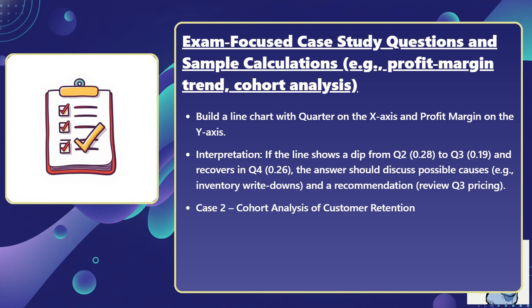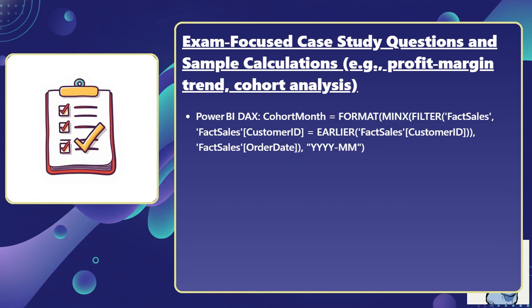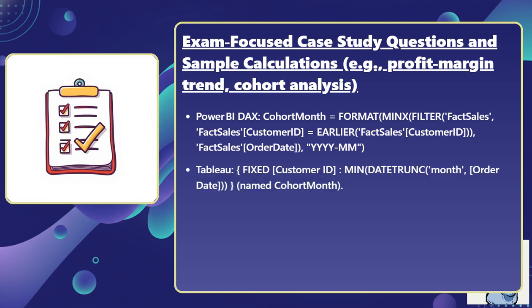Case 2 - Cohort analysis of customer retention. A subscription service wants to analyze the 6-month retention of customers who joined in January 2023. Create a cohort ID based on the month of first purchase. Power BI DAX: cohort month equals format of minimum X filter fact sales, where fact sales customer ID equals earlier fact sales customer ID, fact sales order date, year-month. Tableau: fixed customer ID: minimum date truncate month order date, named cohort month.